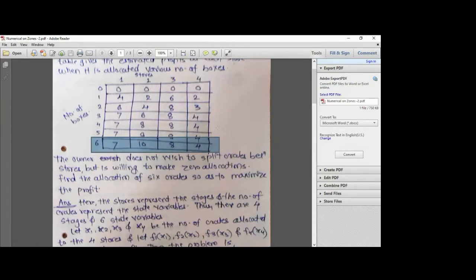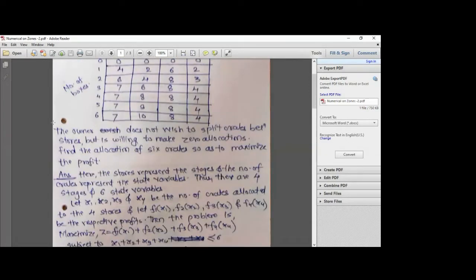6 boxes directly to the stores. For example, for store one, he is giving 6 boxes. The profit will be 7 units. If he is allocating all the 6 boxes to store two, it is 10 units. Likewise, for three, it is 8, and for four, it is 4 only.